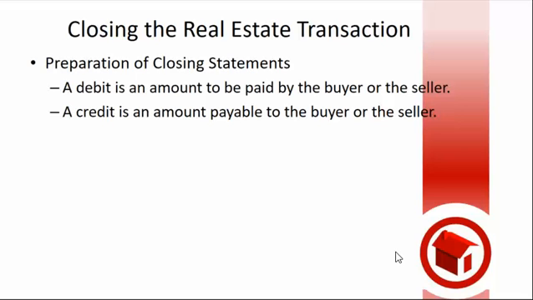The purchase price is funny. It's the only one that actually works out to be a debit and a credit for both parties. It's a debit to the buyer and a credit to the seller. Debit because the buyer owes it. He's going to pay for it at the closing table. It's a credit to the seller because he's going to walk away with that money.